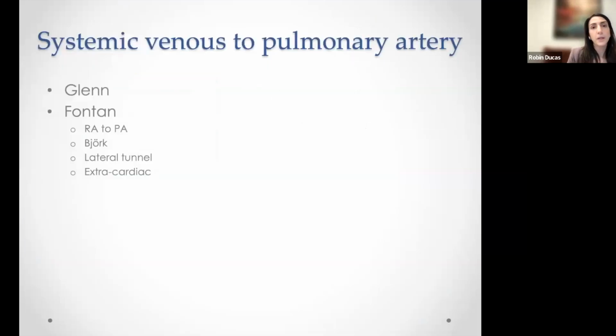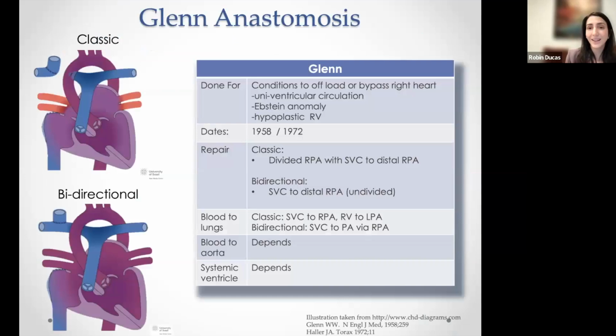So now we'll jump into our systemic venous to pulmonary artery procedures. I'm really going to focus in on the Glenn procedure and a few of the Fontan procedures. We'll start off with our Glenn anastomosis.